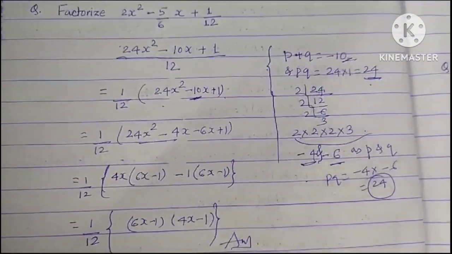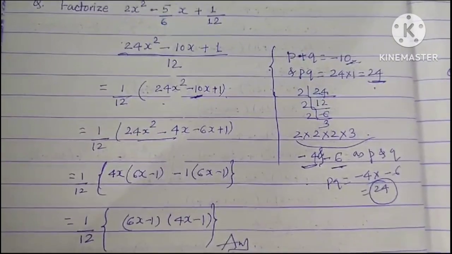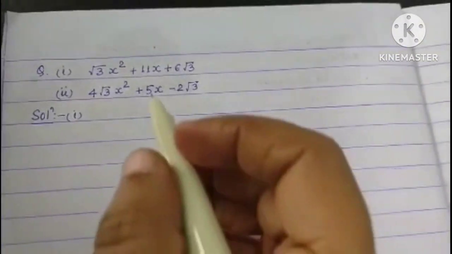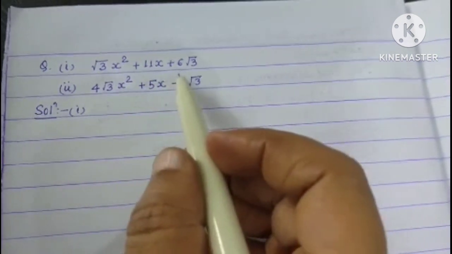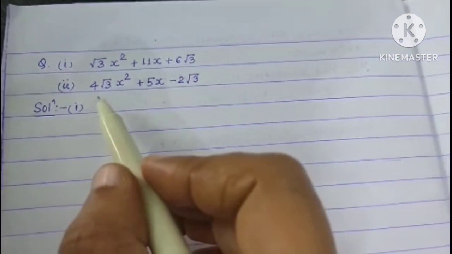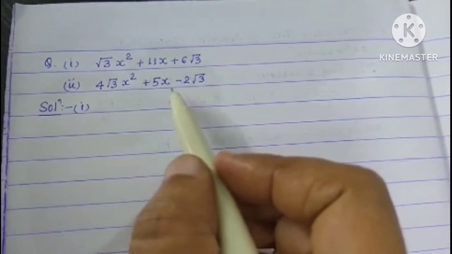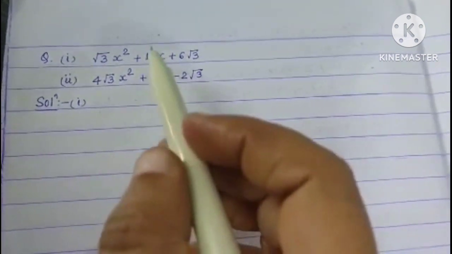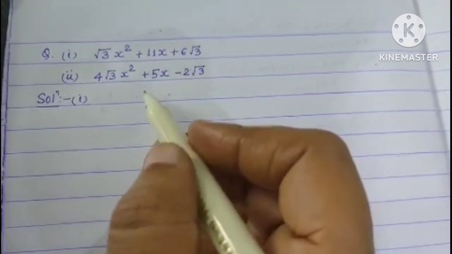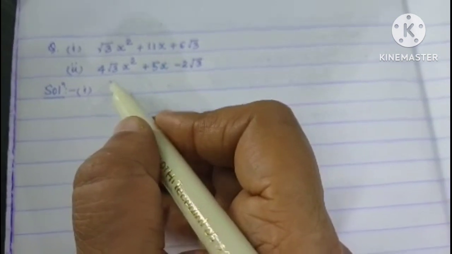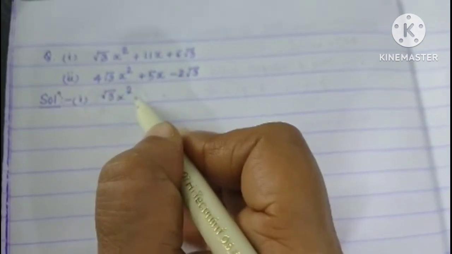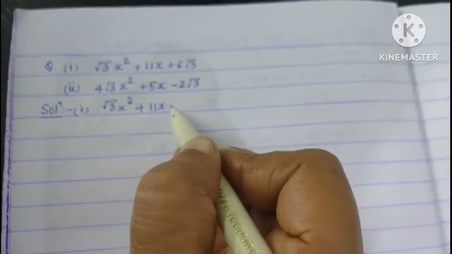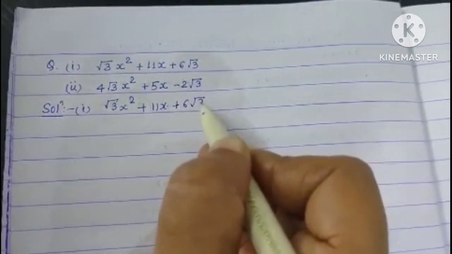So let us try some other question. Now I have taken two questions here. First one is root 3x square plus 11x plus 6 root 3, and second one is 4 root 3x square plus 5x minus 2 root 3. We have to factorize both these expressions. So let us take the first one, root 3x square plus 11x plus 6 root 3.